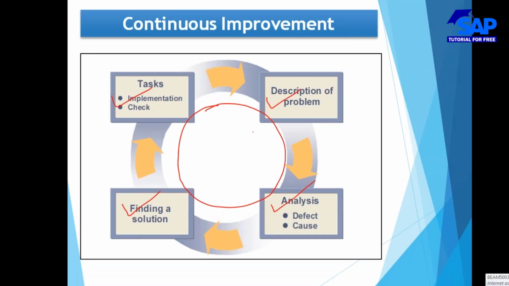Whenever the problem occurs, you identify the problem, you describe the problem, you analyze it, and then you find a solution for it, and then you implement the tasks. So all these things are documented in the quality notifications.